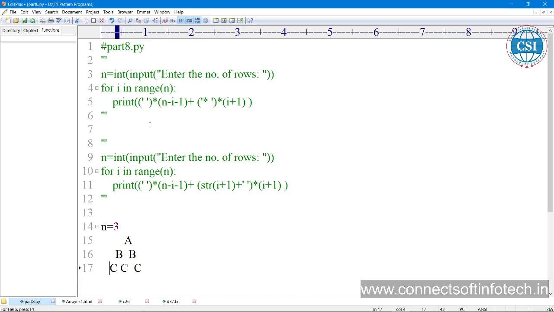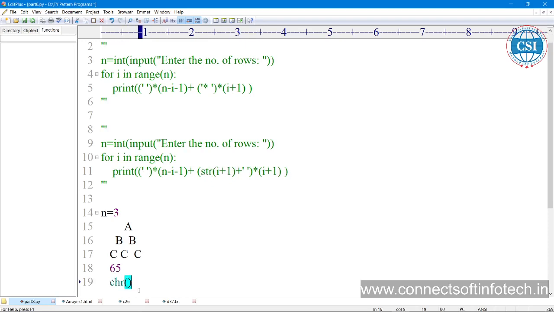How can we print this pattern? The ASCII code of capital A is 65. So what are we going to write here instead of str? You have to write chr of 64 plus i plus 1. When i is equal to 0, that is 64 plus 1, which is 65. Perfect.